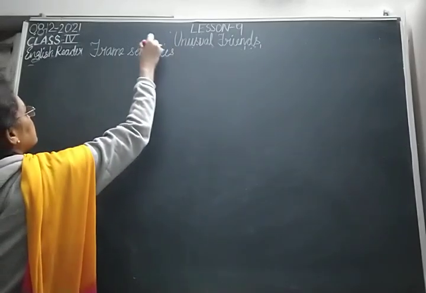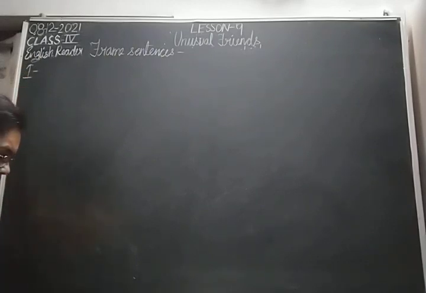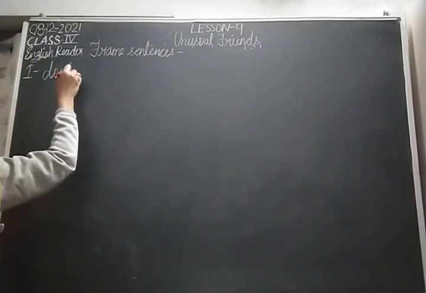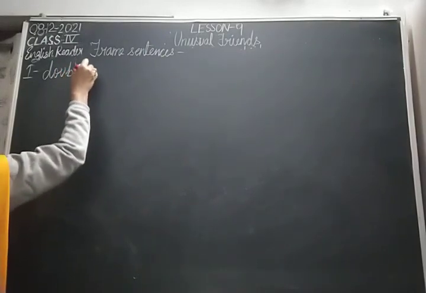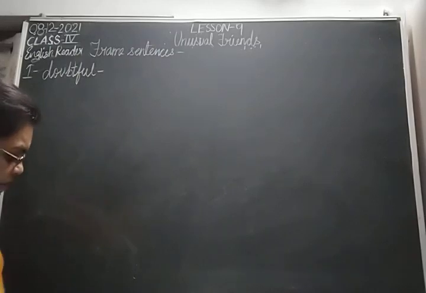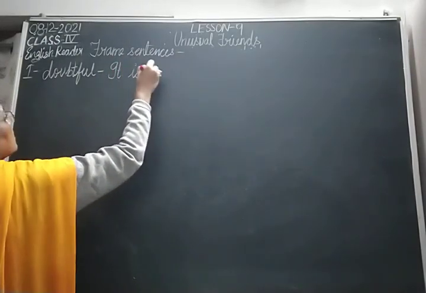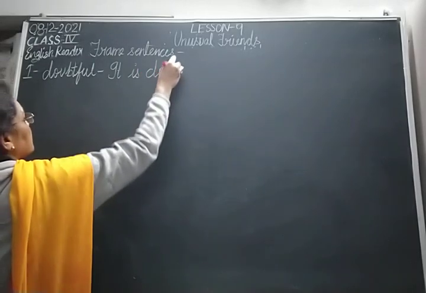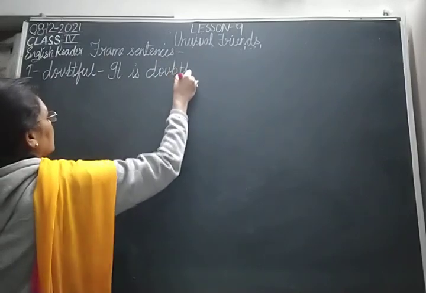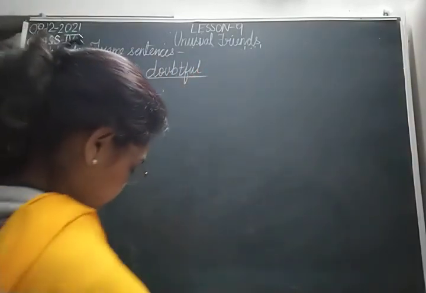Frame sentences. The first word is doubtful. Doubtful, not sure. Unsure. So, the sentence is, it is doubtful that he will come.